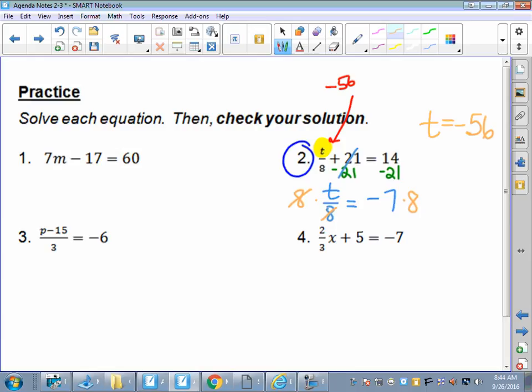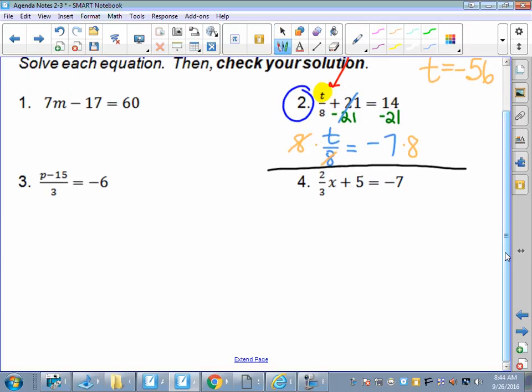Let's jump down to number 4. And then I want to go over to the side to number 3. Because I notice in numbers 3 and 4, I've got fractions in both of them. And we're going to kind of walk our way through this. So in number 4, I've got 2/3 times x plus 5. And that's got to be equal to negative 7. So I'm trying to figure out what value of x will make that statement come out to negative 7.